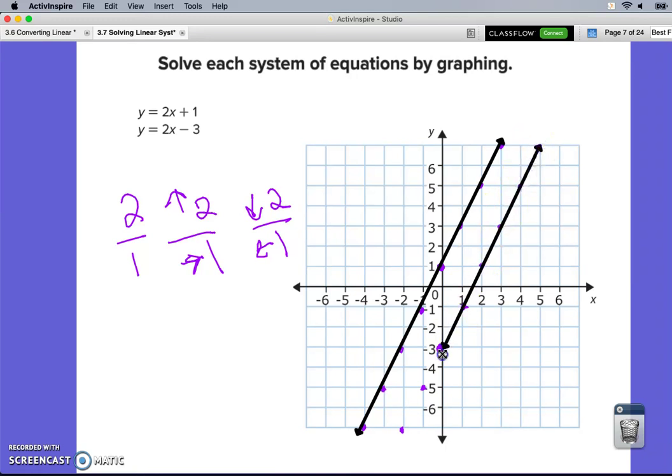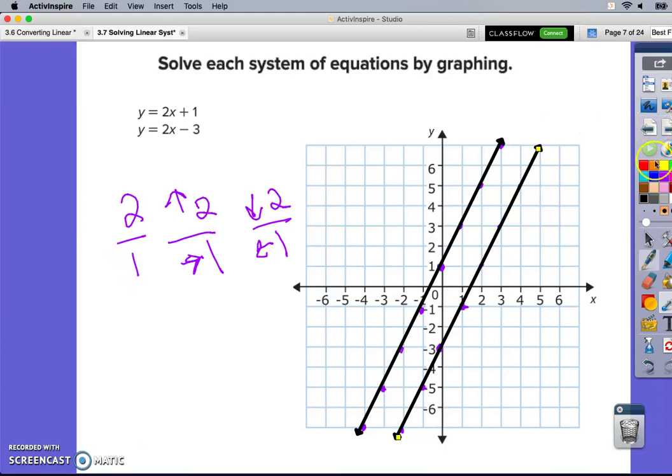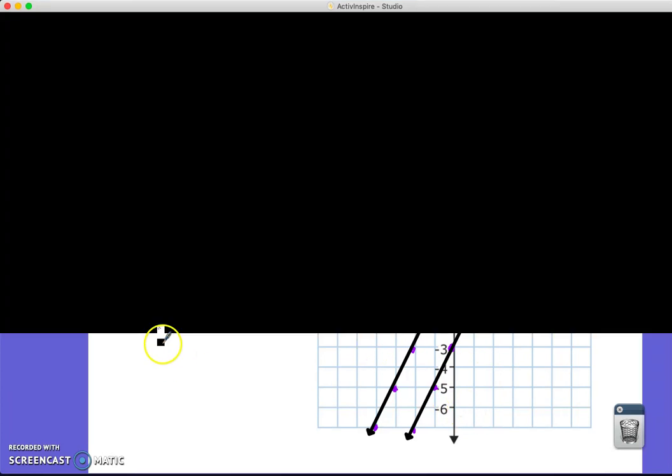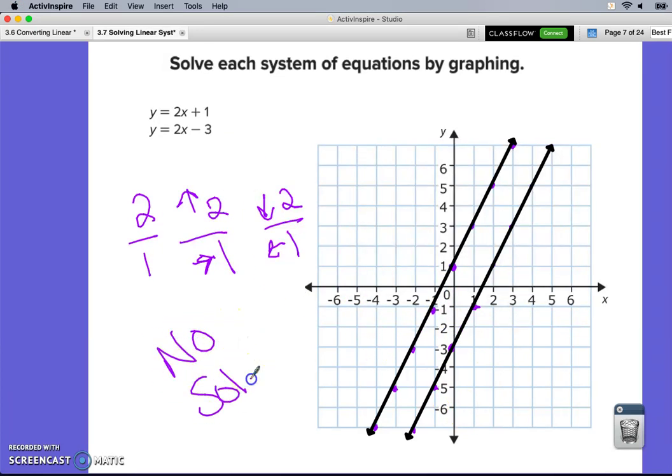What am I doing here? These are what we call parallel lines. They will go on and on forever and ever in this direction, but will never touch because each point goes up 2 and to the right 1. One way to know that is if they have the same slope but different y-intercepts, then it would be parallel lines. So there is no solution. No solution. I think that's spelled incorrectly, but okay.